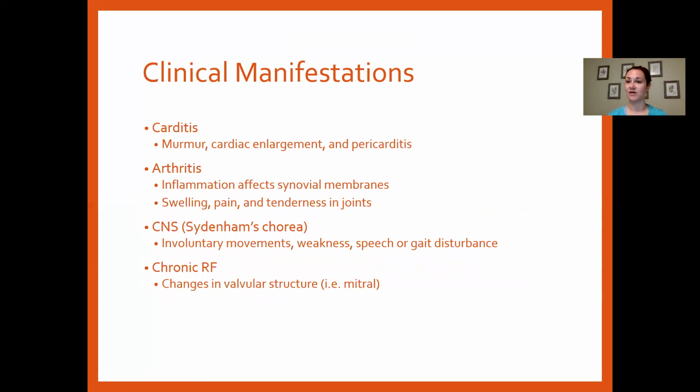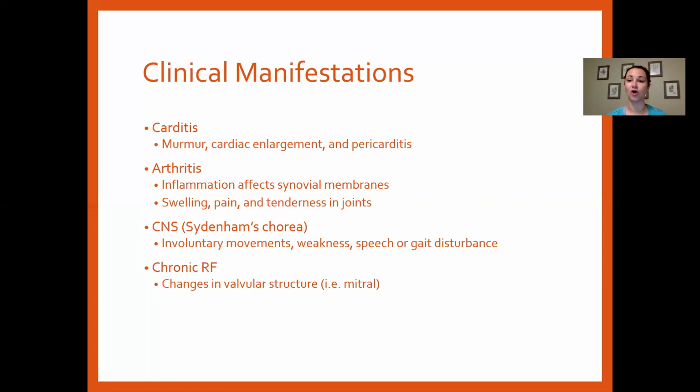Signs and symptoms are going to be your signs and symptoms of carditis or pericarditis, that murmur, cardiac enlargement, pericarditis symptoms. They can have arthritis symptoms, so inflammation that's affecting the synovial membranes or the joint spaces. They'll have swelling, pain, and tenderness in their joints. The central nervous system develops something called Sydenham's chorea, which is involuntary movements, weakness, speech, or gait disturbance.